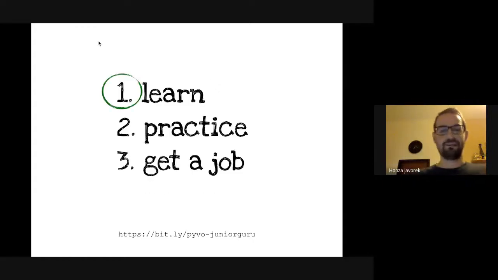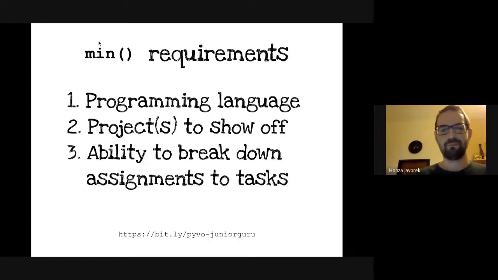So I usually break it down into three segments, like this junior's journey: learning the basics, then getting some initial practice, and then getting the actual job, the first job. So at this point, you should have the first step ticked off. You have your initial knowledge, your initial learning done, and now you should proceed to the other steps. Before even looking for a job, I think there are some minimum requirements.